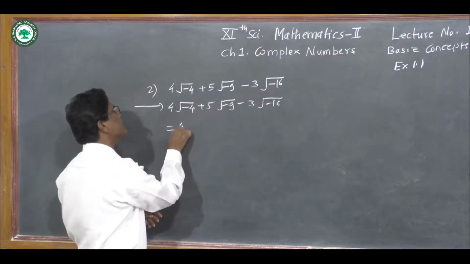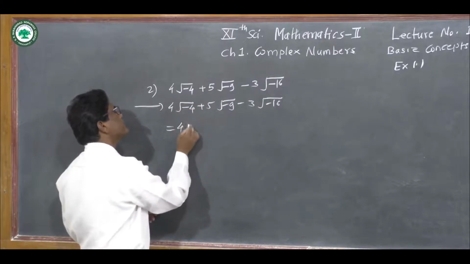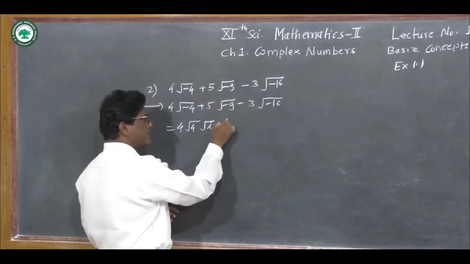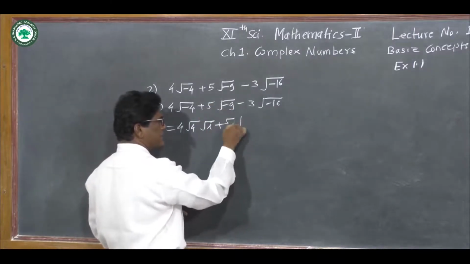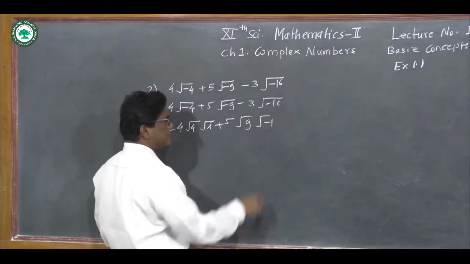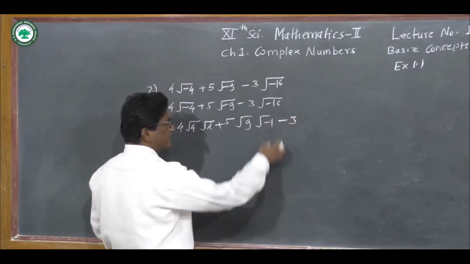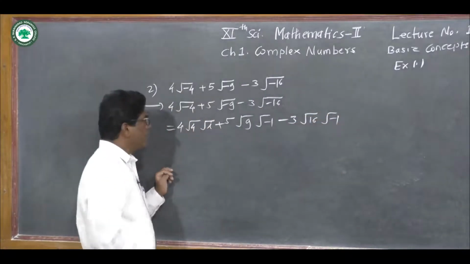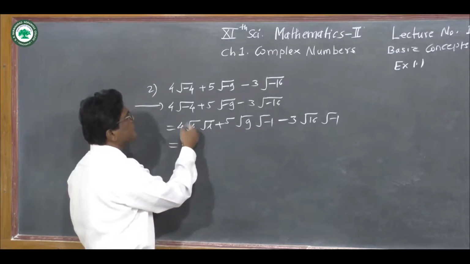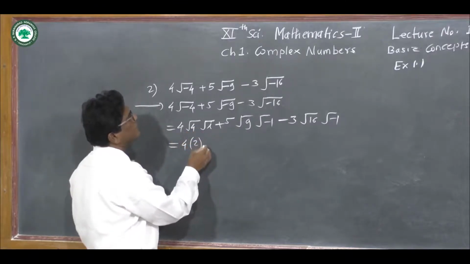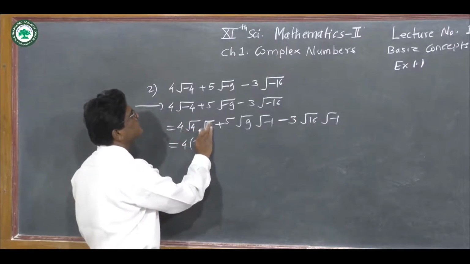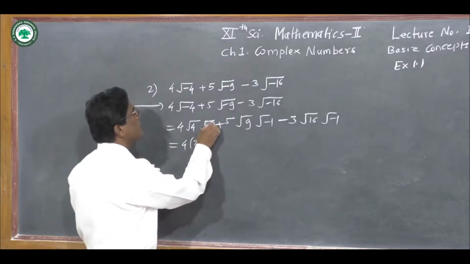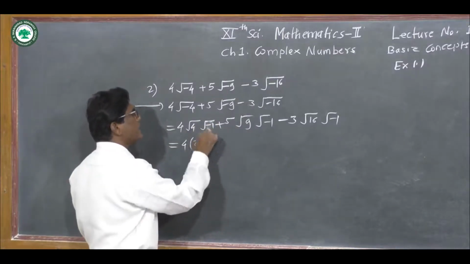So it is equal to 4 as it is, and we express this root of minus 4 as under root of 4 into under root of minus 1. Plus 5 as it is, write this root of minus 9 as root of 9 into root of minus 1. Now this minus 3 as it is, write this root of minus 16 as root of 16 into root of minus 1. And so this is equal to 4 as it is, root of 4 is 2, root of minus 1, and now this root of minus 1 is i.